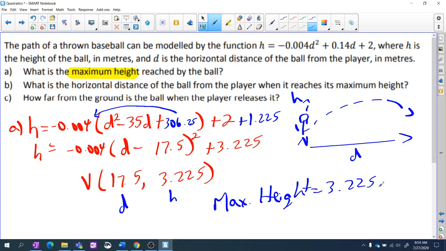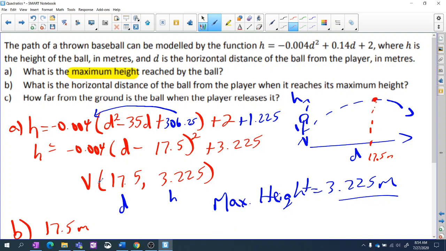The max height would be 3.225. You must always put units on questions like this where they're talking about units. You have to put units. So it's the height of the ball in meters. There's the answer. What is the horizontal distance of the ball from the player when it reaches the maximum height? That's this number then. So I'm not going to do any more work to do part B. Part B, it was 17 and a half meters. So the ball was over here, 17 and a half meters when it reached its apex, its highest point.